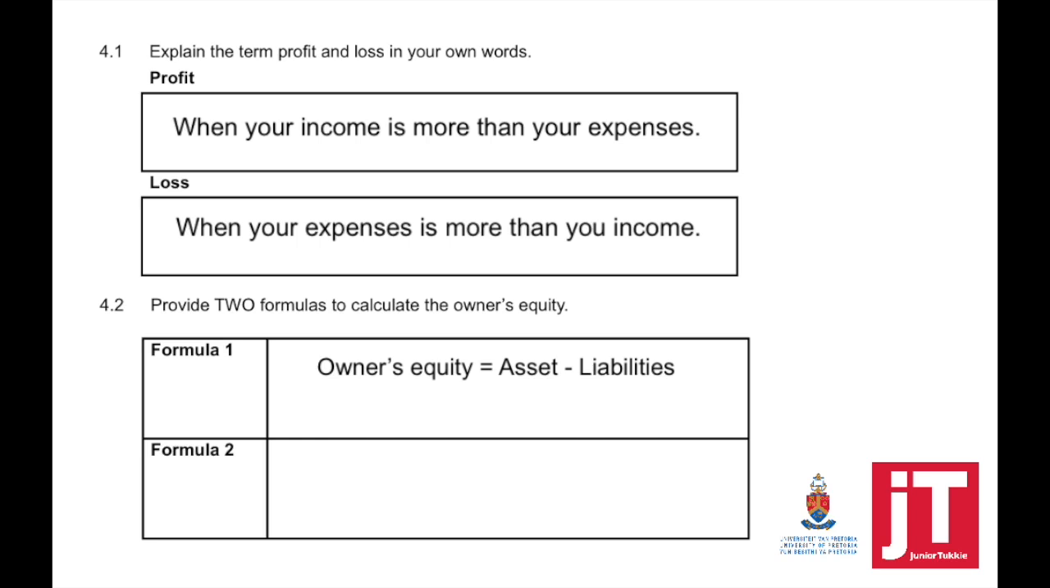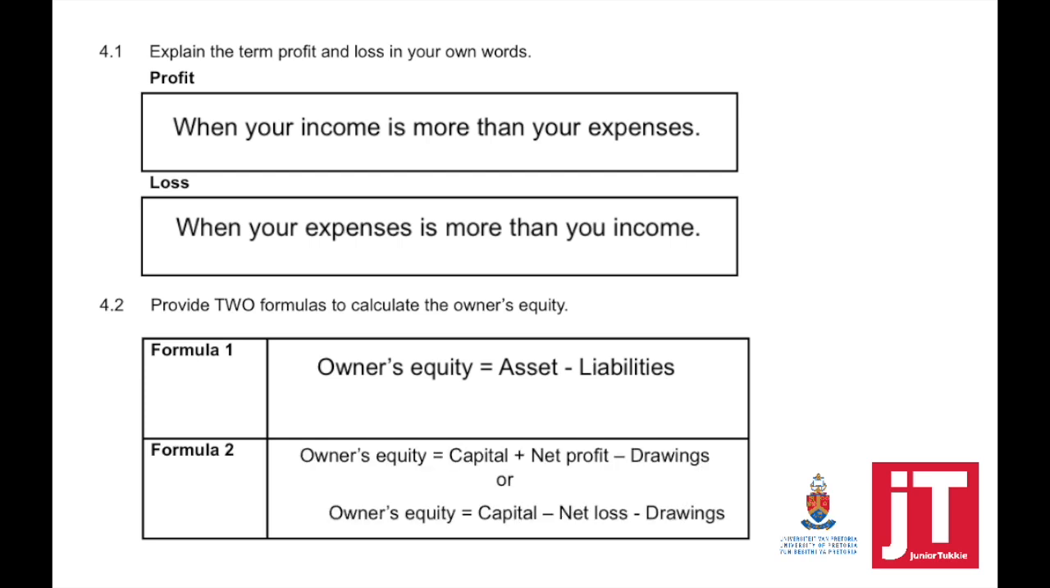Our basic accounting equation, which we looked at in the previous activity as well, is assets equals owner's equity plus liabilities. What is the effect on our assets, owner's equity, and liabilities? But now, if we want to calculate the owner's equity, we can take owner's equity equals assets minus liabilities, or we can say capital plus net profit minus drawings. And if we made a loss, we would say capital minus our loss minus our drawings. So remember the two different ways in which it can be calculated.